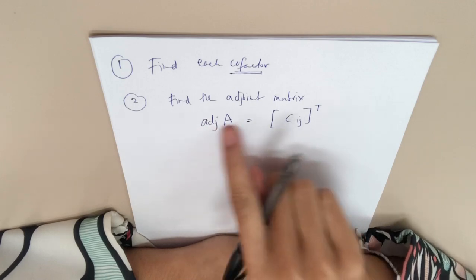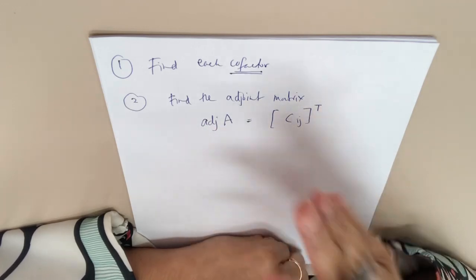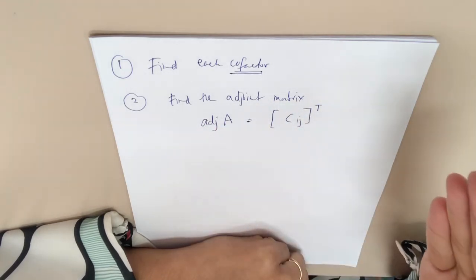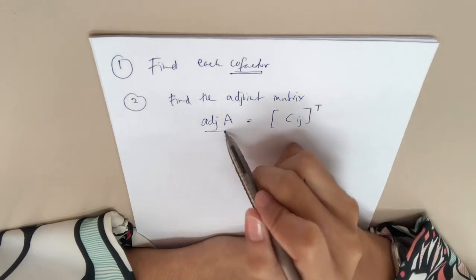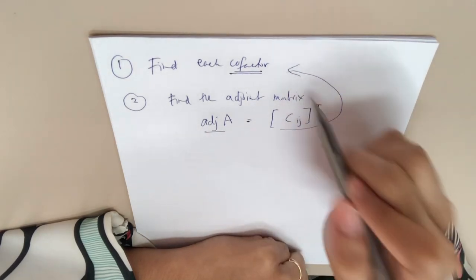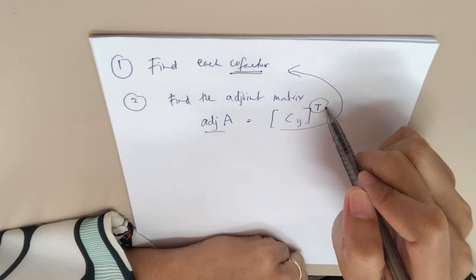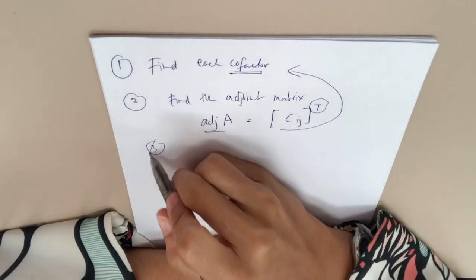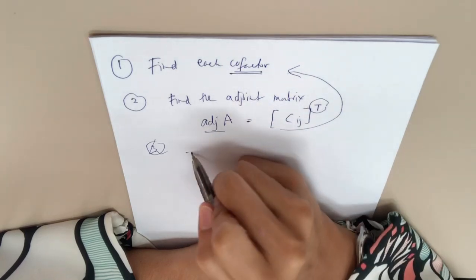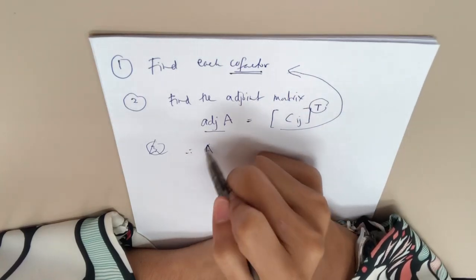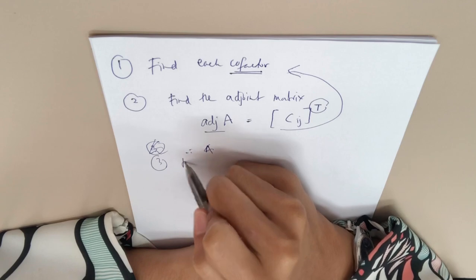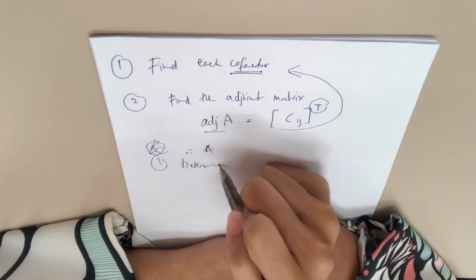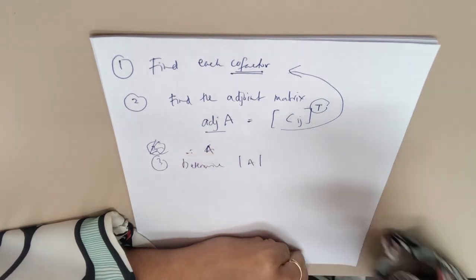You need to find the adjoint A to get the inverse for 3x3 matrix and above. So to get the adjoint A, you need to find the cofactor first and then transpose. So they have two steps here. And the last one is step number 3. You need to determine the determinant of A.